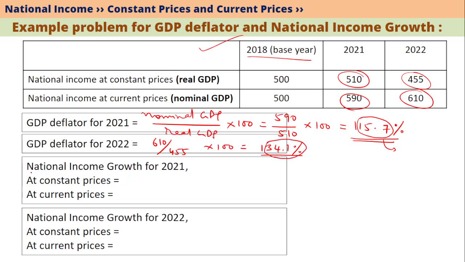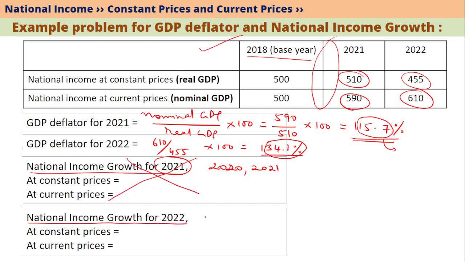If we want to calculate national income growth for 2021 at current prices or constant prices, we need to know what is the national income at 2 years, that is at 2020 and 2021. However, the data for 2020 is not available in this table. So we can simply say that national income growth for 2021 cannot be calculated. What about national income growth for 2022? We need data for 2021 and 2022. Do we have this data? Yes, we have this data. So it can be calculated.